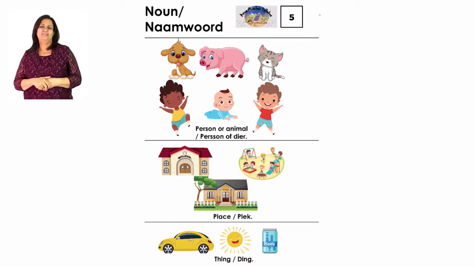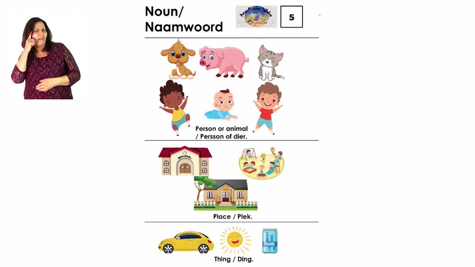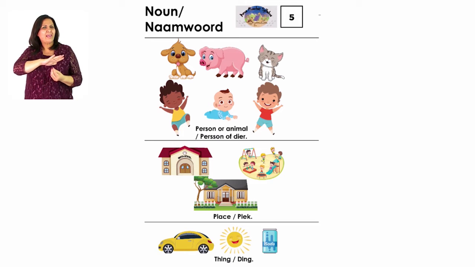Can you think of other nouns? Think of your relatives you have at home, like father, mother, brother, sister, uncle, aunt, or baby. All those are nouns, and they fall into the group of names of persons.